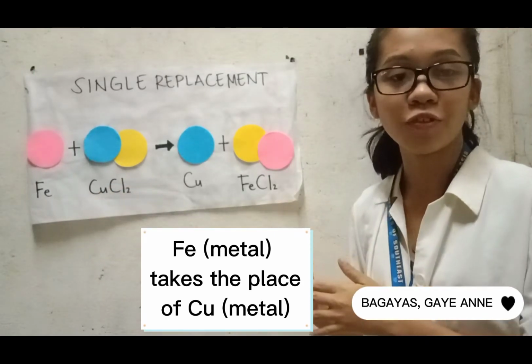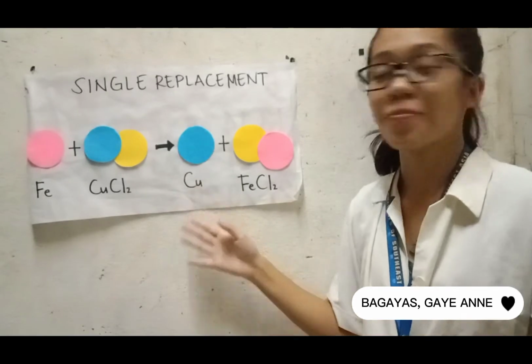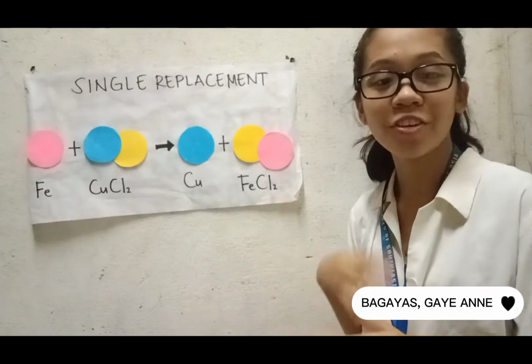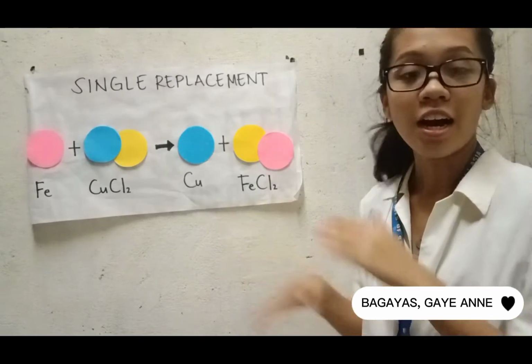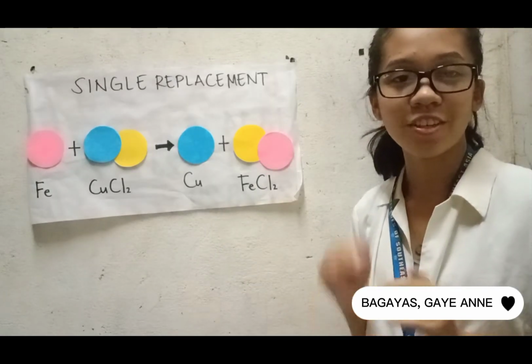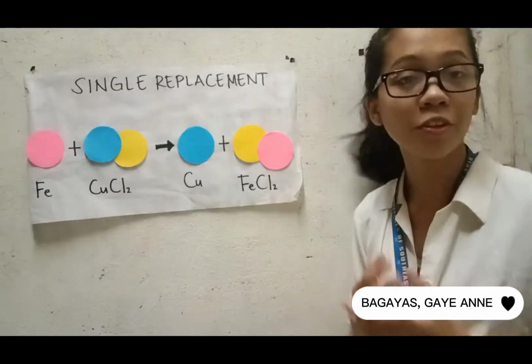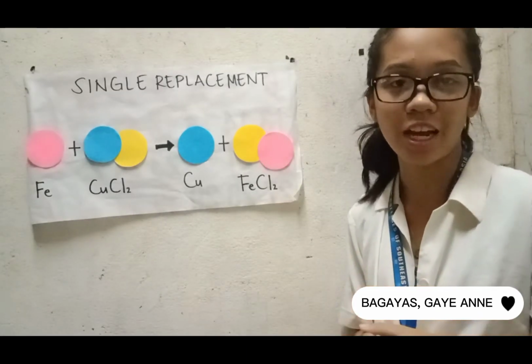And it turns out that copper ends up by itself, and now iron takes the place of copper, so that the iron and chlorine are now paired. That will happen in a single replacement or single displacement reaction.